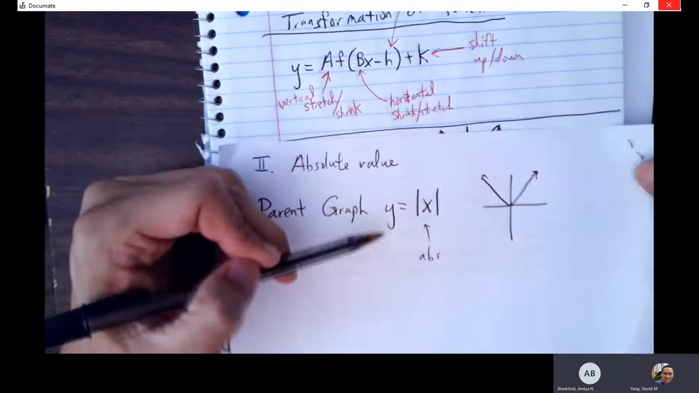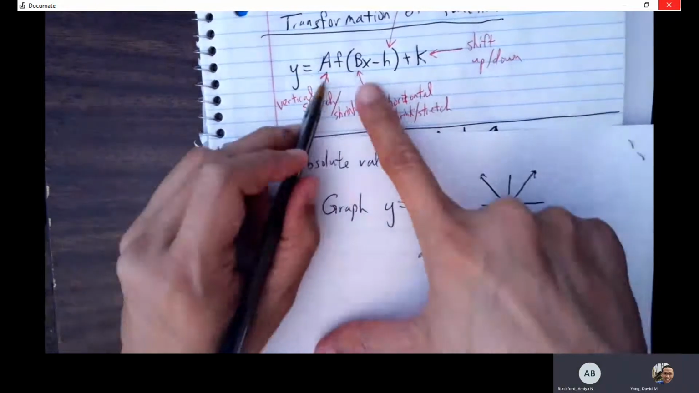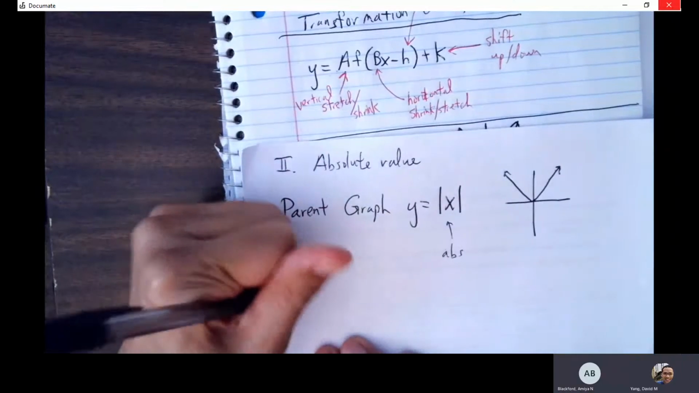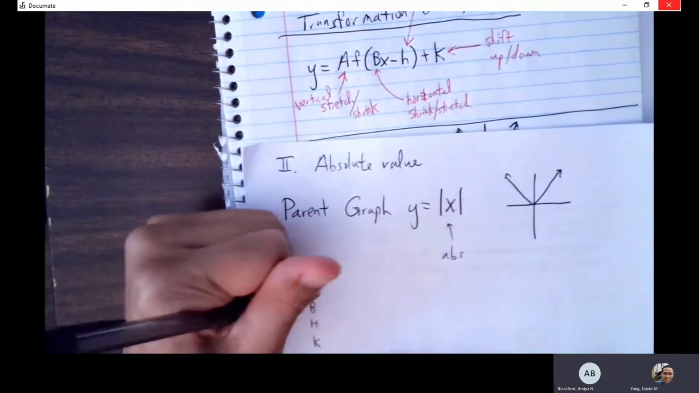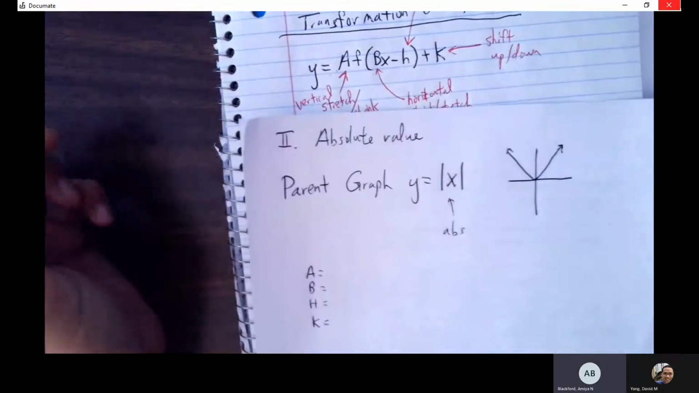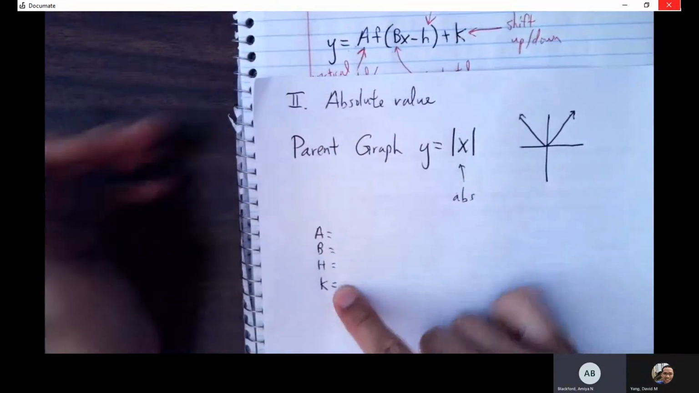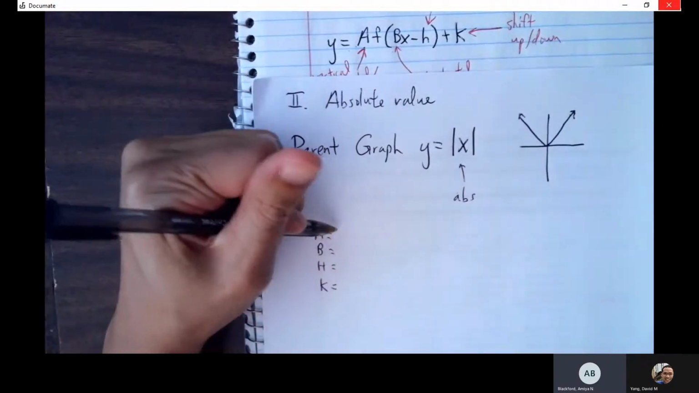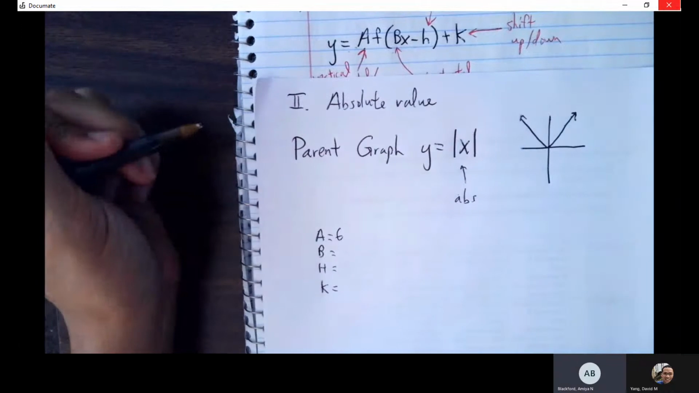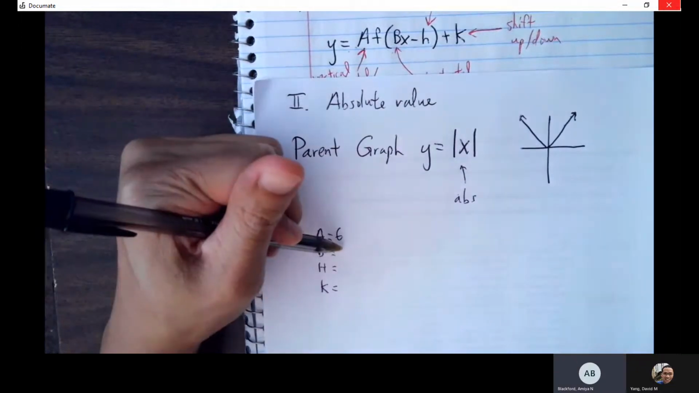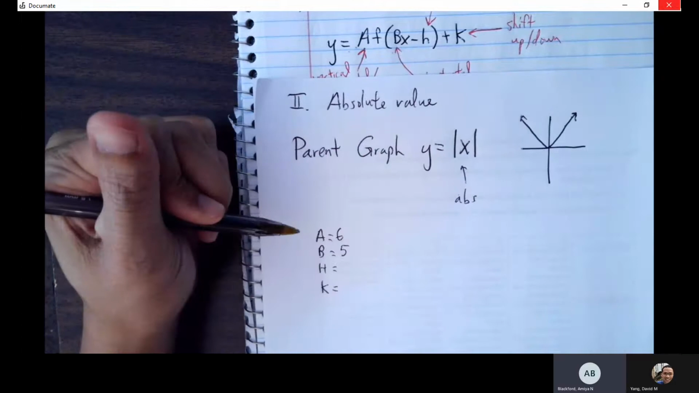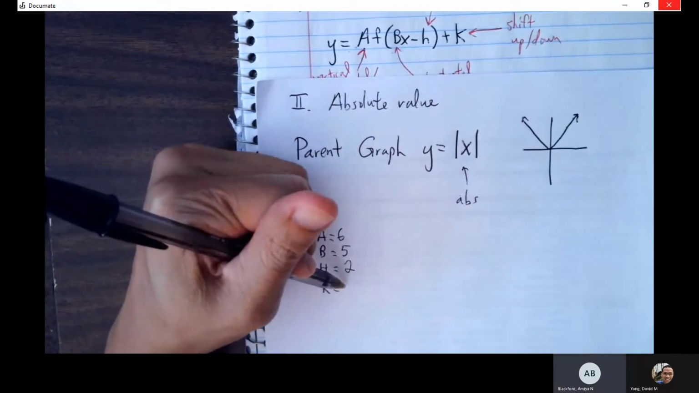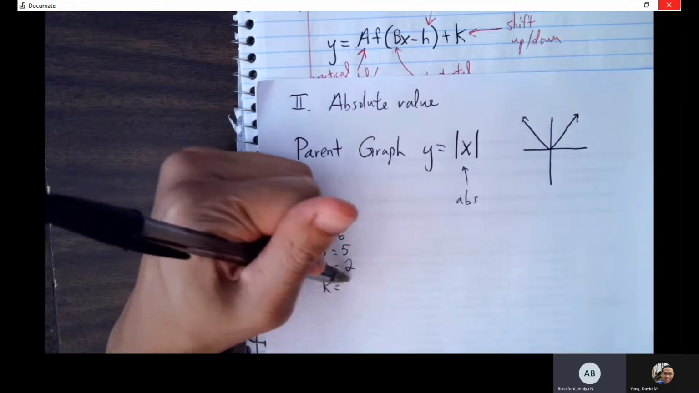And then you would do the same thing. But let's do a graph with A, B, H, and K all involved in here. What do you think that will look like? So pick another set of A, B, H, and K. For A, I want to use 6 again. And then for B, I probably want to use 5. And then H, I want to use 2. And then for K, I'm going to go with 7.